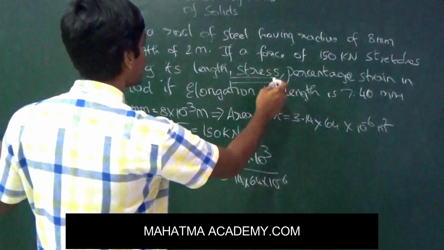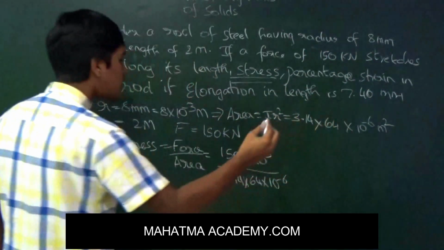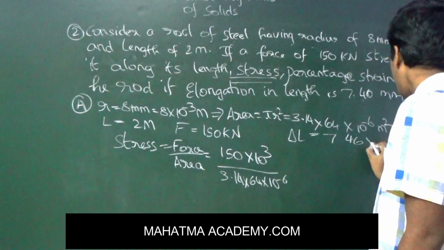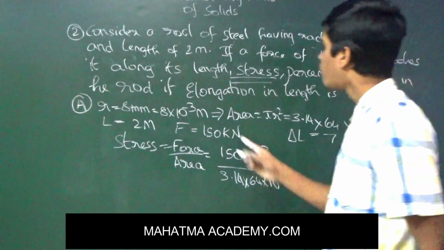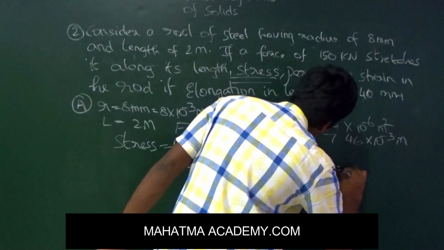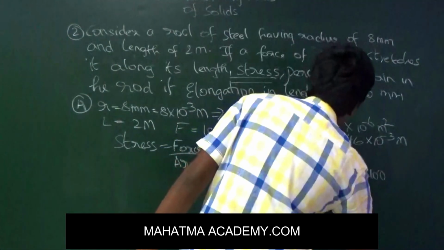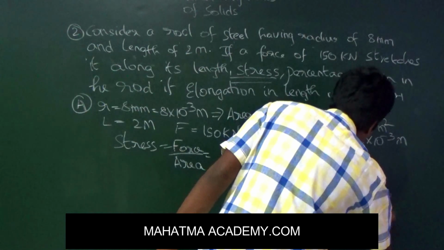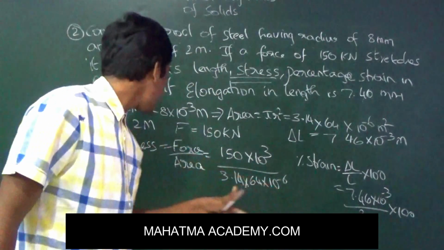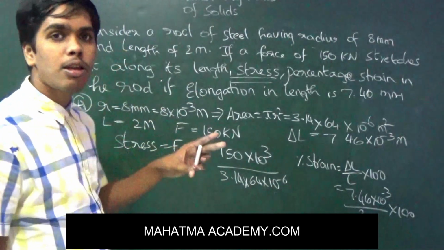Now, next, they have given the elongation of length. So, delta L is equal to 7.46 into 10 to the power of minus 3 meters. Now, we want to find out the percentage strain. So, percentage strain is equal to delta L upon L into 100. We want to multiply by 100 for the percentage. So, 7.46 into 10 to the power of minus 3 upon 2 into 100. If you solve this, you will get the percentage strain. So, we have completed our second question. So, please copy this.